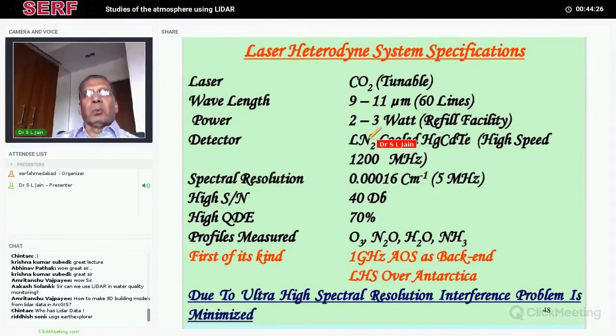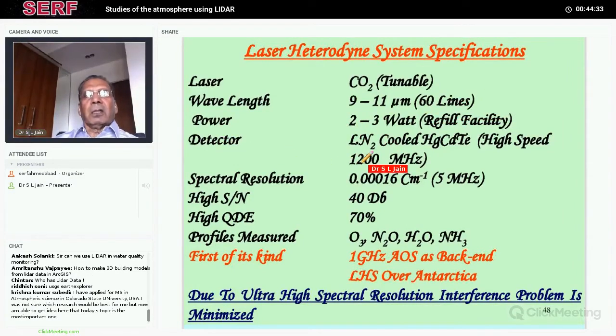And power is 2 to 3 watts, and you can refill the laser as and when your power goes down. The detector is a liquid nitrogen cooled mercury cadmium telluride detector of very high speed, of the order of say 1200 megahertz bandwidth. Spectral resolution is of the order of say 0.0016 centimeters, that is 5 megahertz, and a high signal to noise ratio of 40 dB, and quantum efficiency is around 70%, and profiles obtained were of N2, H2 or NH3.